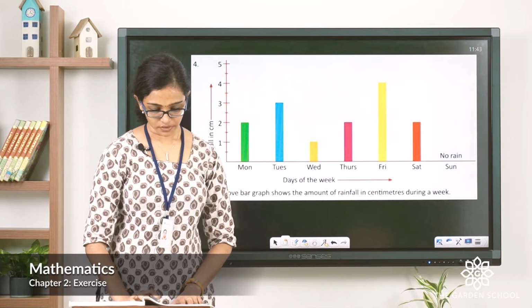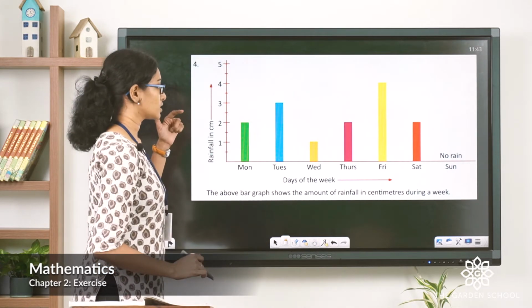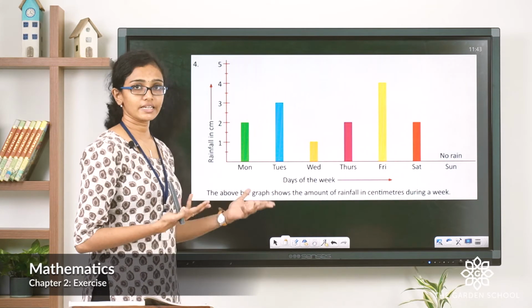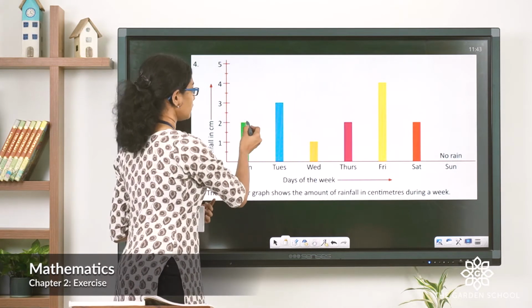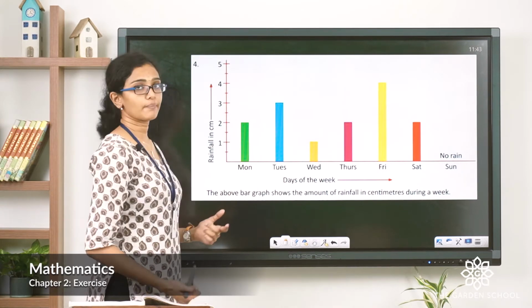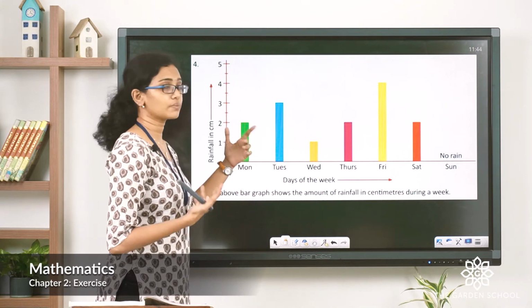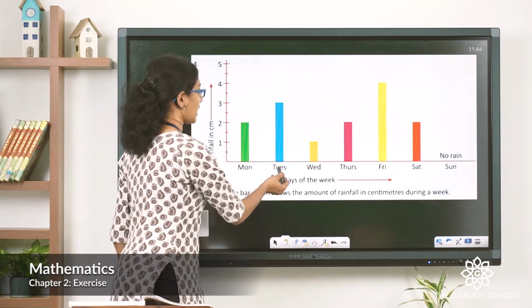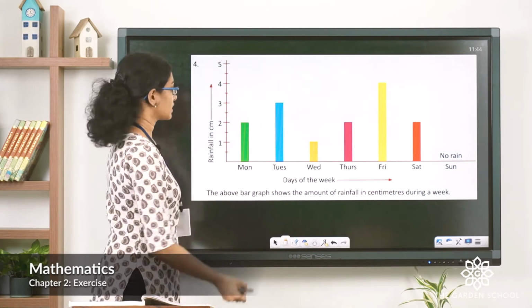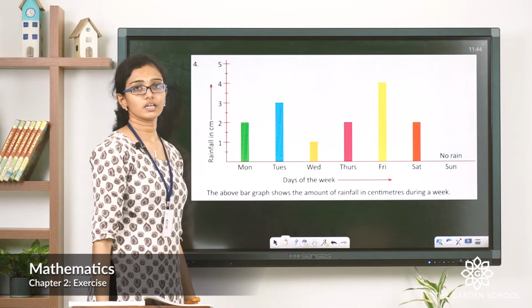The above bar graph shows the amount of rainfall in centimeters during a week. So this is a bar graph. A bar graph is a representation where the data is represented in the form of bars like this. Okay, and this bar graph is about the rainfall that we got in a week. So here you have all the days from Monday to Sunday marked here, and in this axis we have the rainfall represented in centimeters.